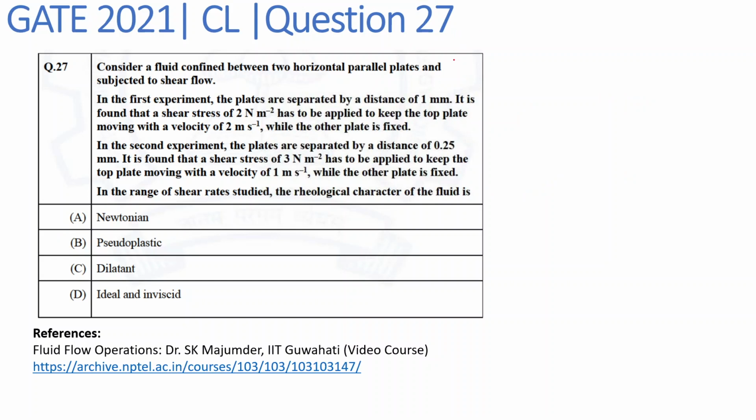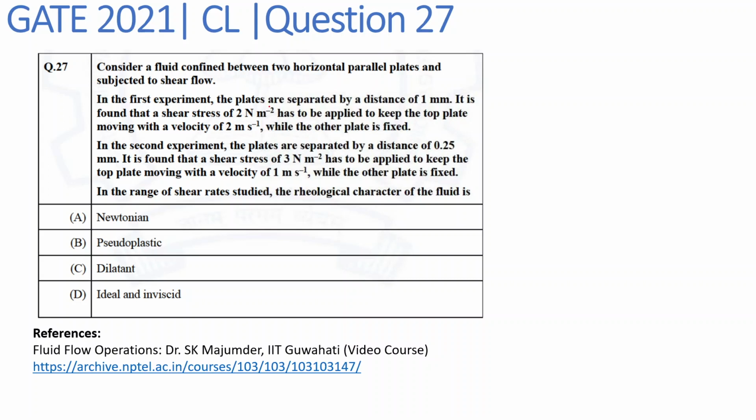We are solving question number 27 of GATE 2021 chemical engineering paper. This question is related to fluid mechanics. Consider a fluid confined between two horizontal parallel plates subjected to shear flow.